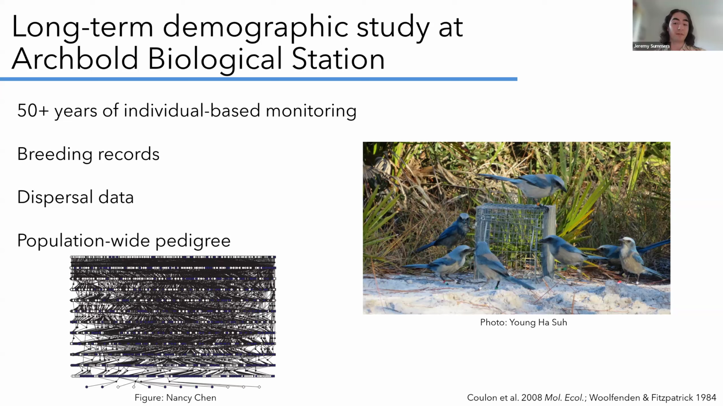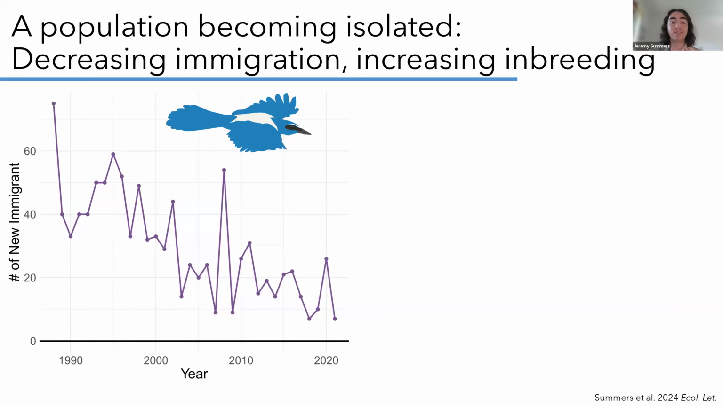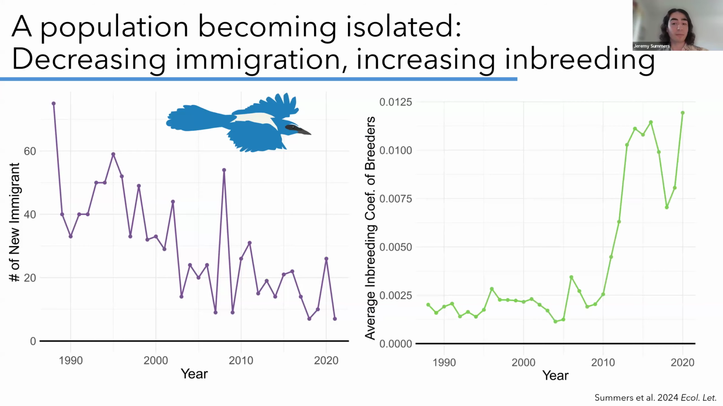This population is also useful because it is becoming isolated due to the decline of smaller surrounding populations. Immigration rates into Archibald were historically high, but have dropped dramatically over the past 30 years. During this time, immigration rates have remained pretty much low. Thus, the population at Archibald behaves like a sink that is being cut off from its input. Due to the drop in immigration, there's been an increase in levels of inbreeding, with the mean breeder inbreeding coefficient rapidly rising once breeder turnover caught up with the population.